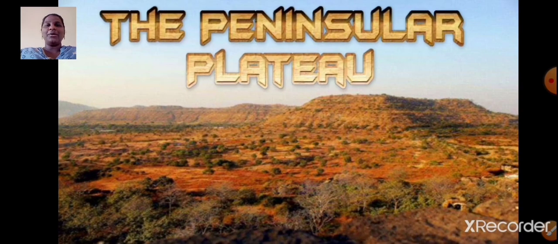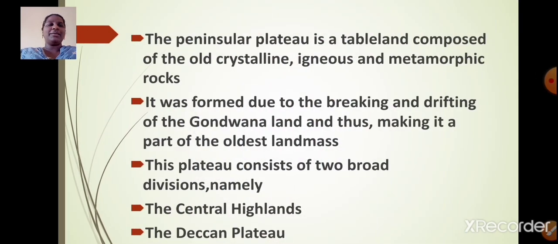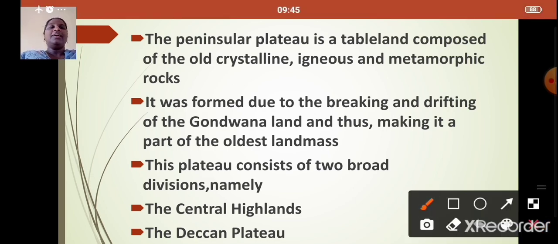Now let's talk about the Peninsular Plateau. The Peninsular Plateau is a tableland. Tableland means flat land, composed of the old crystalline, igneous and metamorphic rocks. So you need to remember this, students. Peninsular Plateau is a tableland composed of old crystalline, igneous and metamorphic rocks.